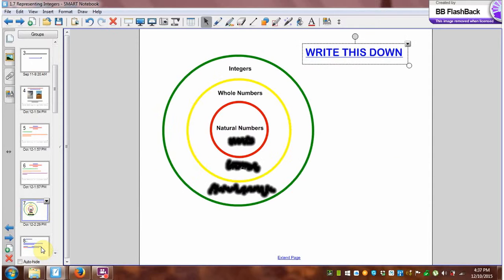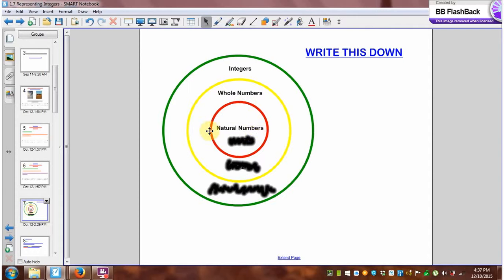Alright, so our first note, I want you to copy this out. Write this down. Take a second, draw this out. We're going to talk about natural numbers and whole numbers and integers. So pause, write that down. When you're ready, we'll come back and discuss that.